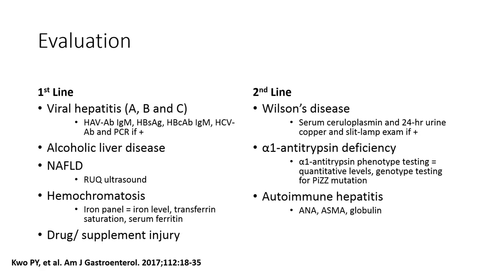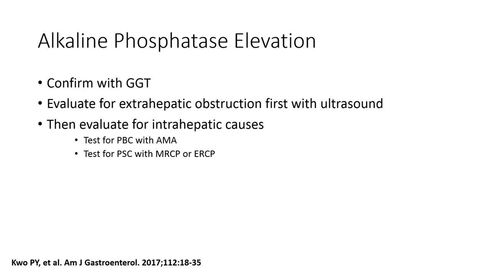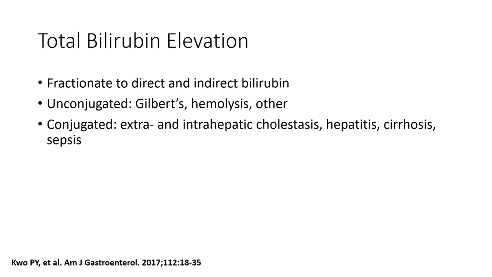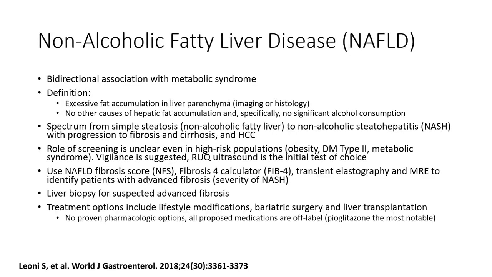That's the typical workup. You can have alkaline phosphatase elevation, again out of proportion, R index less than 2, right? You first confirm, you can order an ultrasound and evaluate for intrahepatic causes like primary biliary cirrhosis or primary sclerosing cholangitis. Total bilirubin elevation, you just fractionate, see if it's unconjugated versus conjugated, and then you just run down the list of your pathologies.